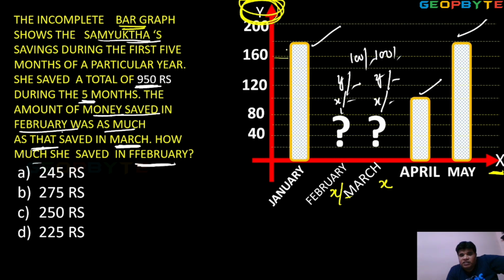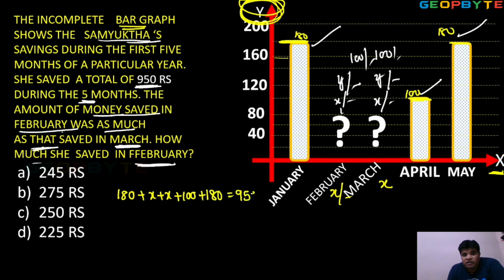January is actually 180. Here April is 100. Children, observe and concentrate. In May also 180. So 180, 180, 100. Add all the values: 180 plus x plus x plus 100 plus 180 is equal to the total amount she saved, 950 rupees. 180 plus 180 is 360, plus 100 is 460 rupees.